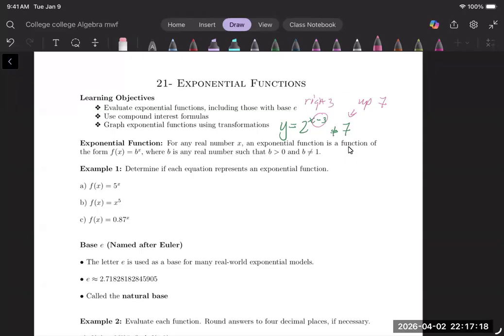So, what is an exponential function? For any real number x, an exponential function is a function of the form f(x) equals b to the x, where b is any real number such that b is greater than 0 and b cannot be 1. So what's the deal with b not being 1? That's not really a deal. It just says that if my base is 1, if I have 1 to the x power, then it's just 1. It's not like a math secret. Even if it's 1 to the 1 millionth, 1 times itself a million times is still 1.